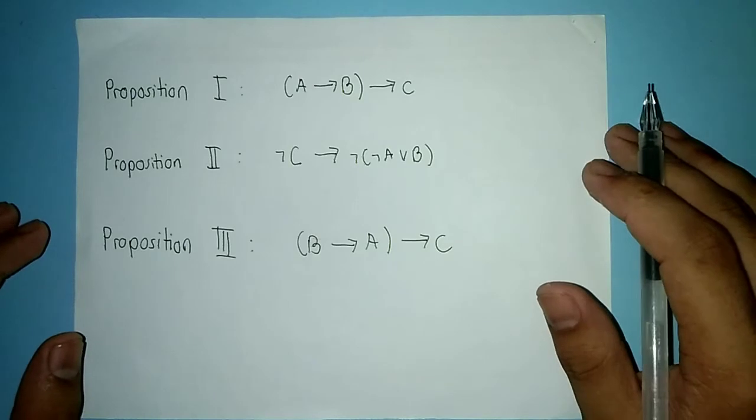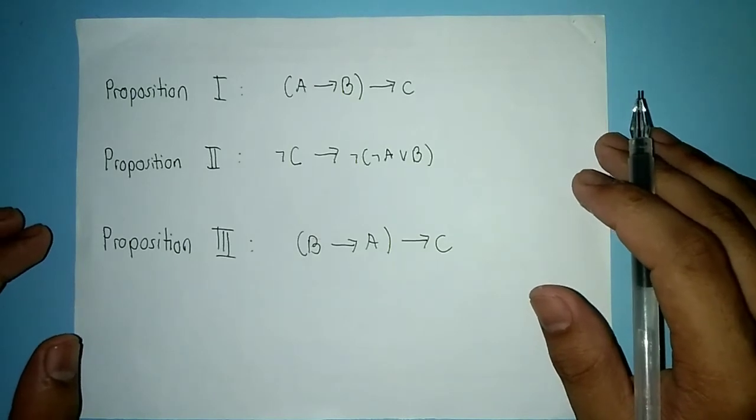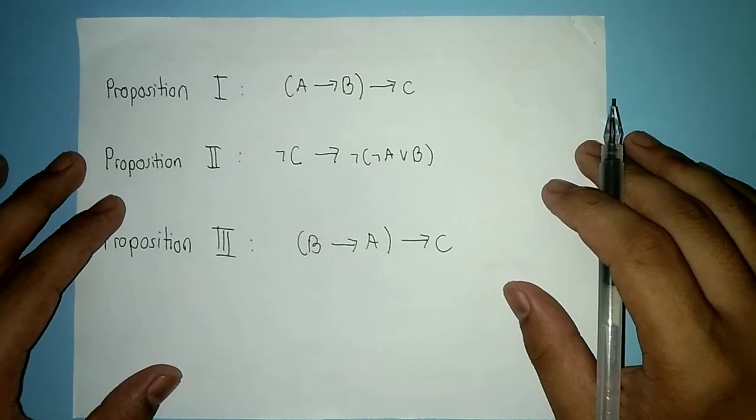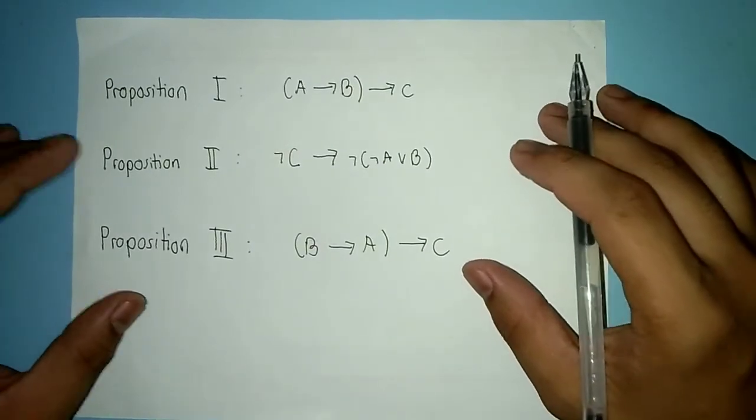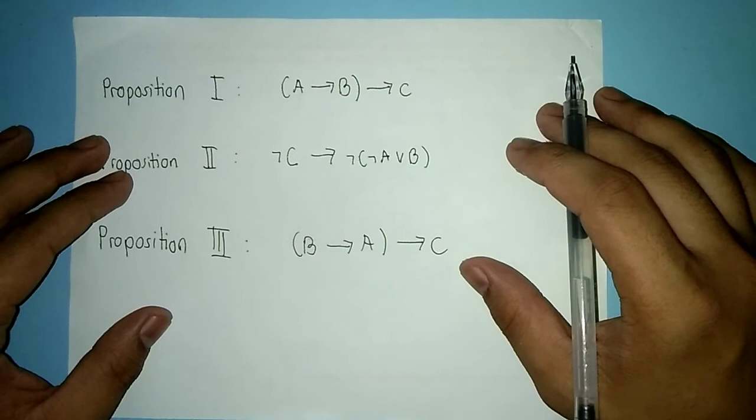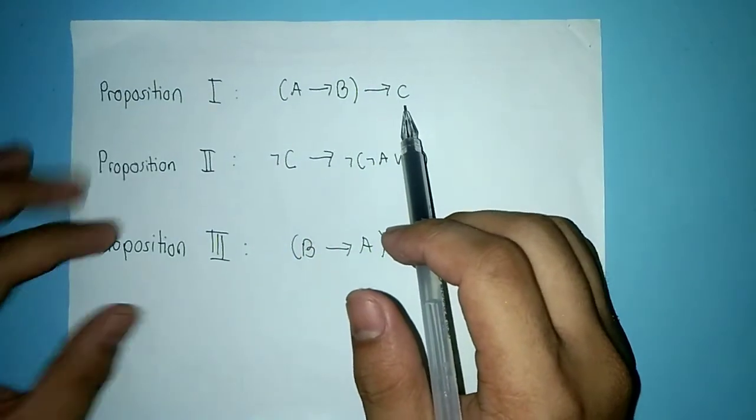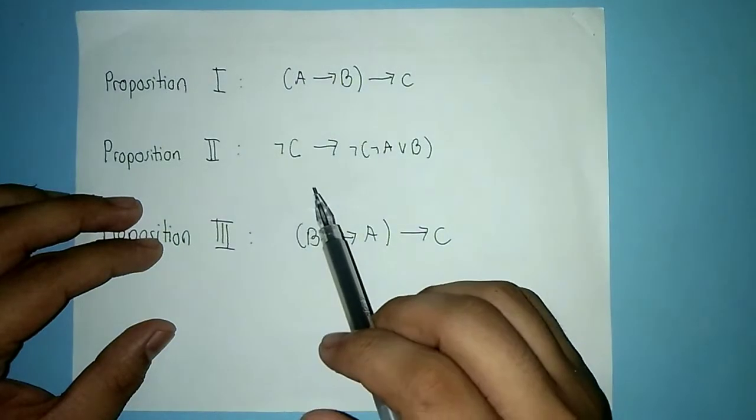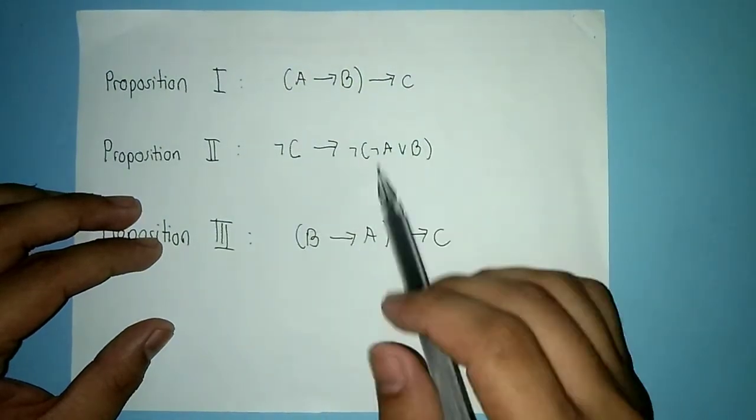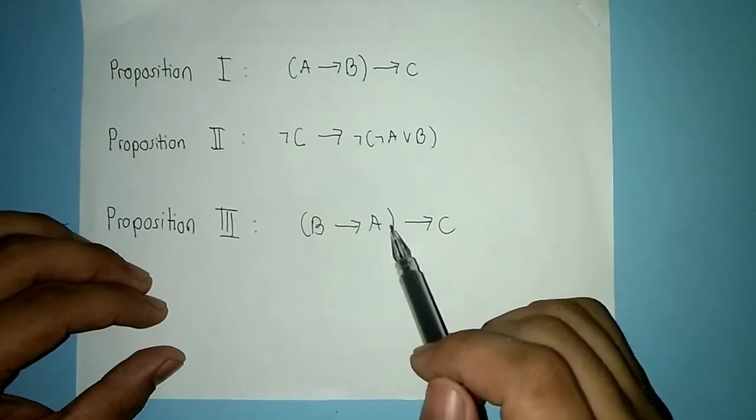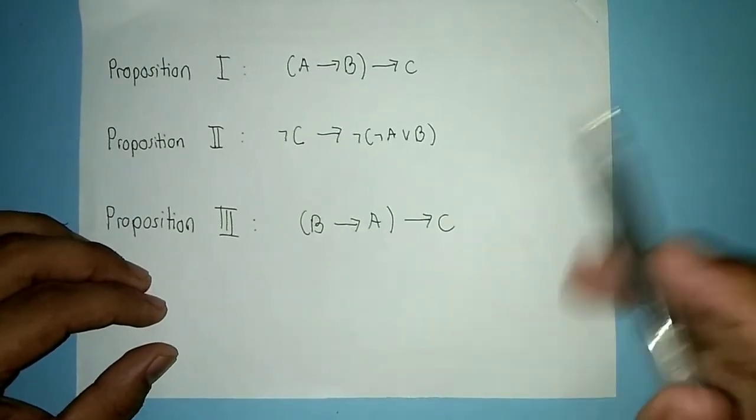In this video, we're going to discuss the rules of replacement. So before we start the discussion, I have here three propositions. For proposition 1, we have the quantity A implies B implies C. Then for proposition 2, we have not C implies not, the quantity not A or B. And for proposition 3, we have B implies A, quantity implies C.